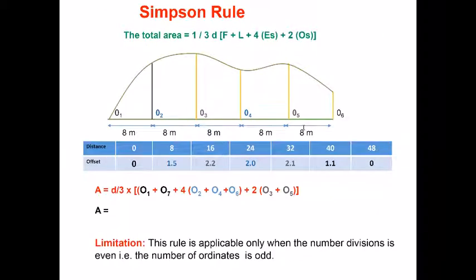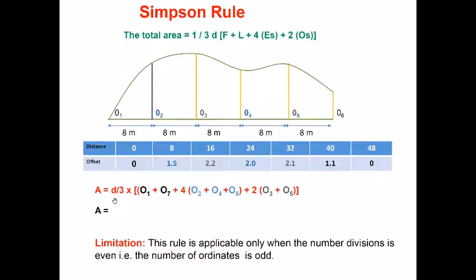So this is one limitation for the Simpson rule, and you can see the limitation over here that this rule is applicable only when the number of divisions is even. That means the number of ordinates is odd, and this is the equation over here. So let's try to apply that to our question. And in our question, we have the ordinates starting from O1. So O1 is 0, O2 is 1.5, O3 is 2.2, O4 is 2, O5 is 2.1, O6 is 1.1, and there should be this O7 over here, which is 0 in our case, and it should be shown in the diagram as well, because otherwise this rule is not applicable.